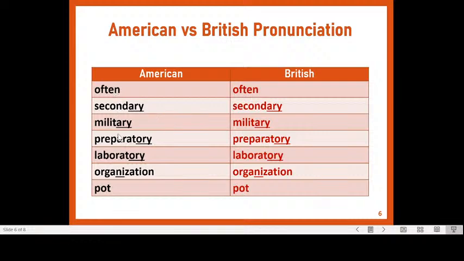Okay, I'm going to read them from the top. Up, down, often, secondary, military, preparatory, laboratory, organization, and pot. In British English, often, secondary, military, preparatory, laboratory, organization, and pot.